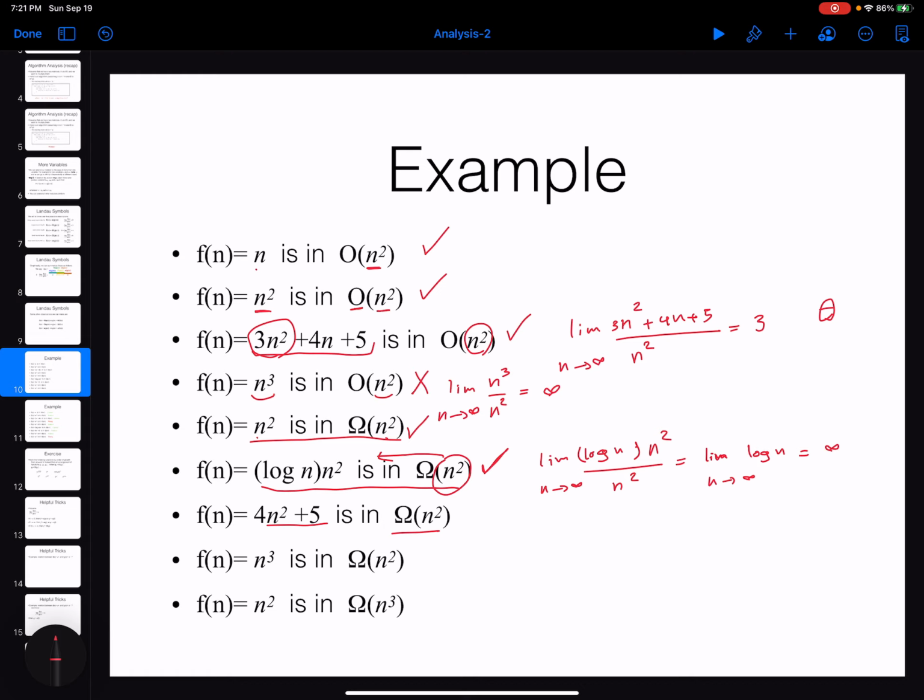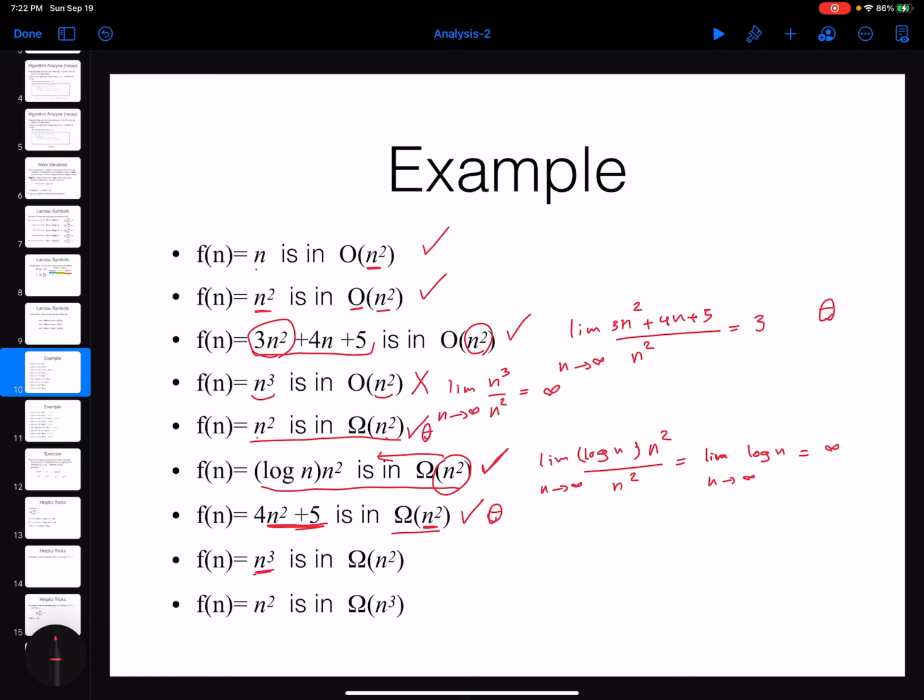Even without actually calculating the limit, I can say that yes, for n square plus 5, this polynomial term is going to be an upper bound for n square, or n square is a lower bound for this term. Yes, it is, and it is also actually in the same theta, so this one is going to be correct, and theta is going to be correct as well.